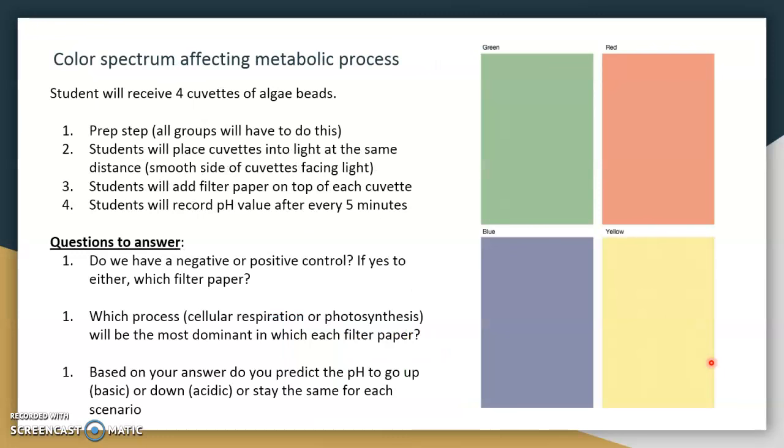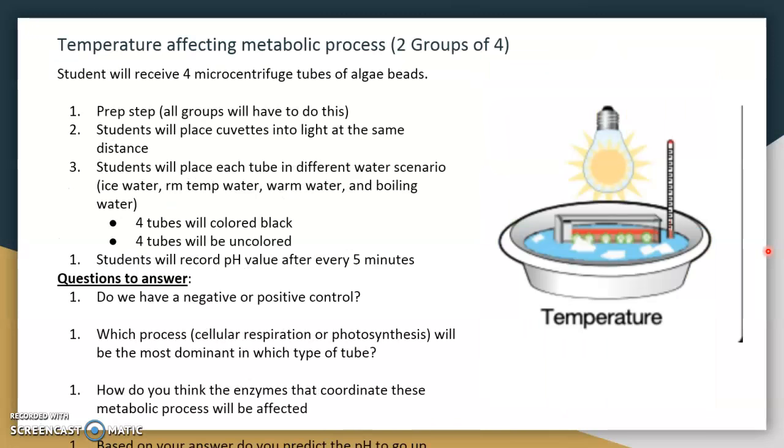So the next one is that we're going to be looking at color spectrum. Now instead of a black and gray filter, we're going to have 4 different colors of filter paper. Again, instead of doing distance, all the cuvettes are going to be at the same distance, but they're going to have a color filter on top of them. You have to think which color would be most predominant for photosynthesis and which color would be the least dominant. If it's the least dominant, does that mean cellular respiration would be on? And how do you think that would affect the pH scale?